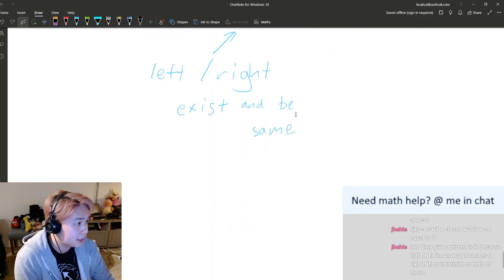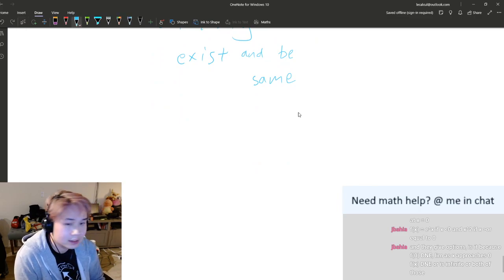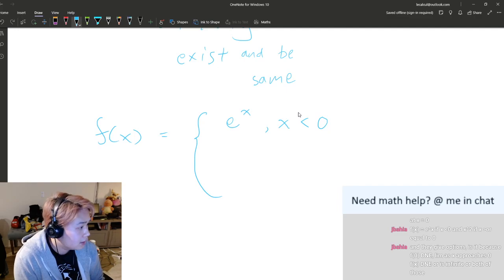So for your question, you have a piecewise function. You're saying that the function is two things. It's e to the power of x when x is less than 0. And then you have the function is x squared if x is greater than or equal to 0.